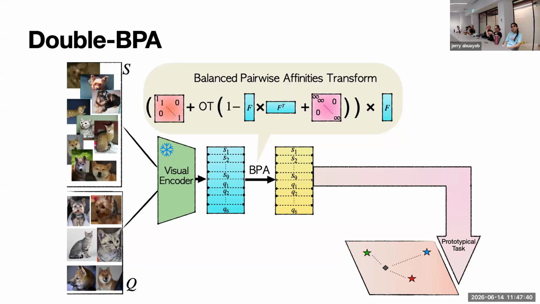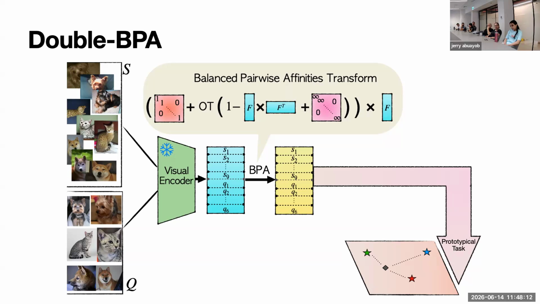Basically, this whole BPA transform mimics the attention mechanism, but especially this times F, which is our input features. We multiply this affinities matrix by the F, and we get the final transform in the dimensionality of the visual encoder. So we don't even play with the dimensionality of the features. We project them onto the same dimensionality.